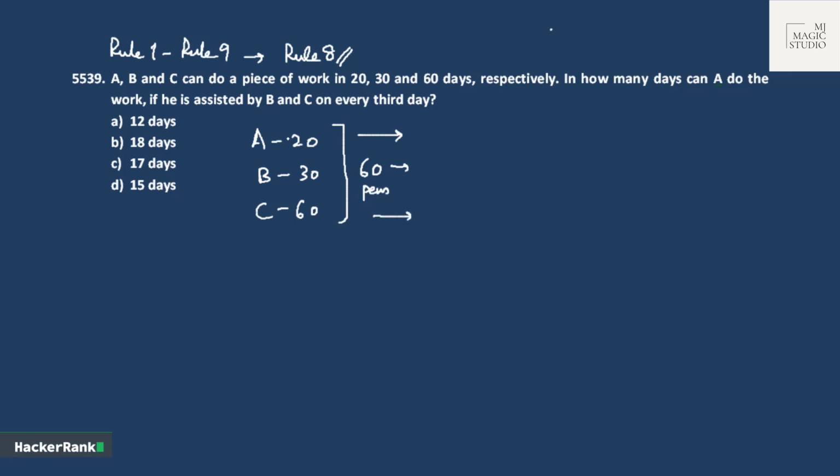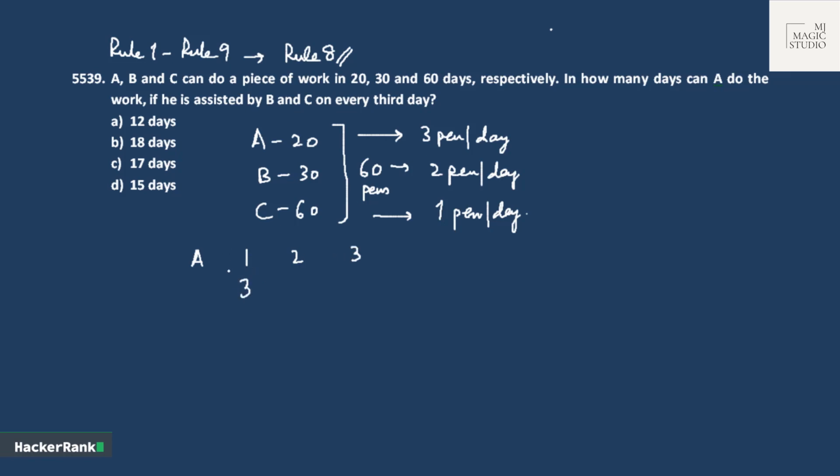Let them need to produce 60 pens. Then A is producing 60 pens in 20 days. That means A is producing 3 pens per day. B is producing 2 pens per day. And C is producing 1 pen per day. On day 1, A is working. He is assisted by B and C on every third day. Day 1, day 2, day 3.